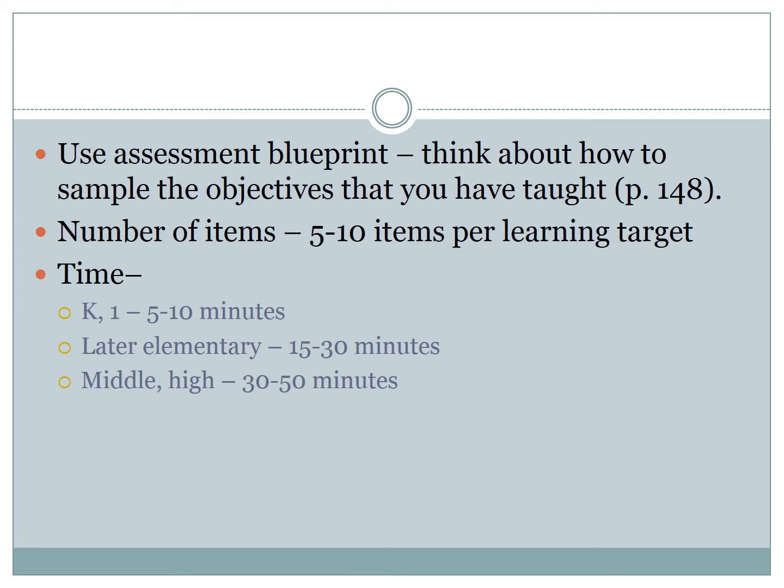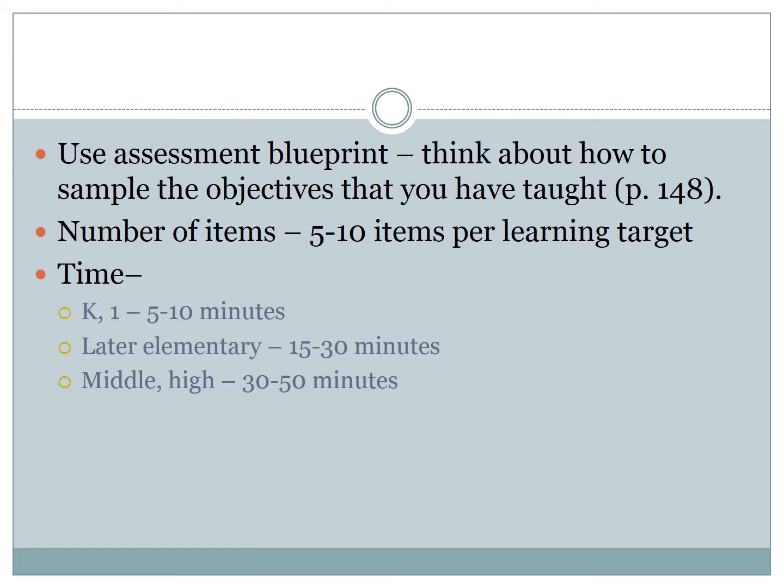You don't want to spend all your time teaching 5 objectives and only focus on one of them on the test. So a blueprint lays out the objectives and the questions, matches them up, and says, okay, how well does this cover the learning objectives? You have to think about the number of items, and generally your book recommends 5 to 10 question items to cover each learning target. You have to think about the time of your summative assessment, and this is based on the age of your students.